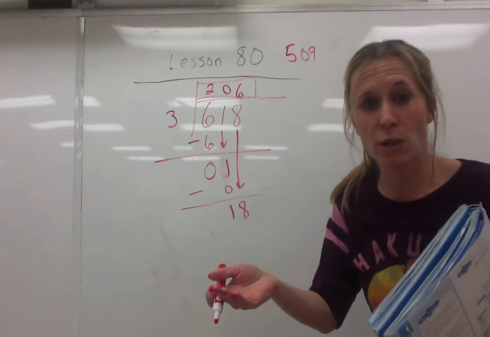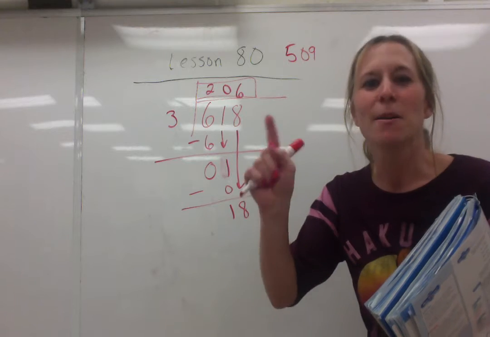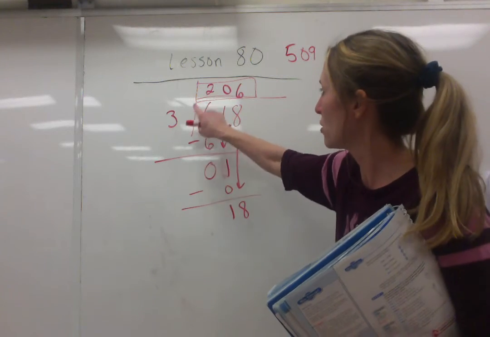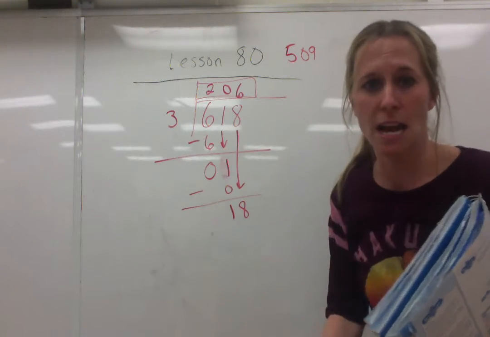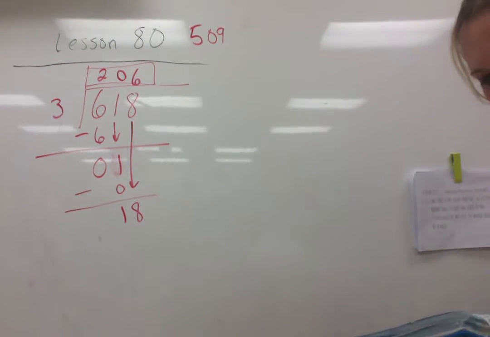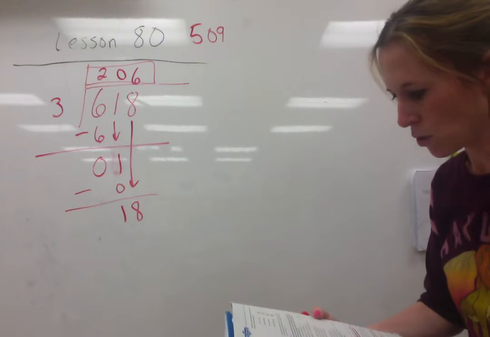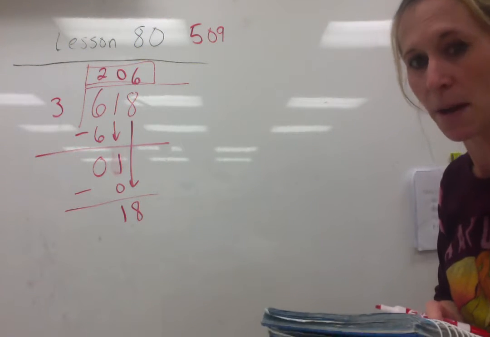Now, how can we check if we did it right? What's the opposite of division? Multiplication. So you take 206 and multiply it times 3. Okay, let's move on and do another example. In your book, I'm on example number 2.